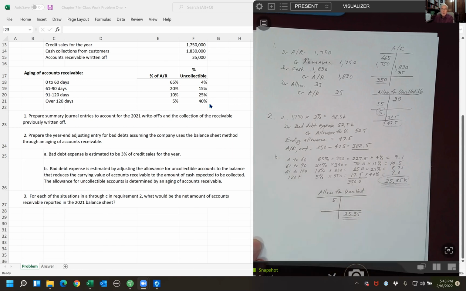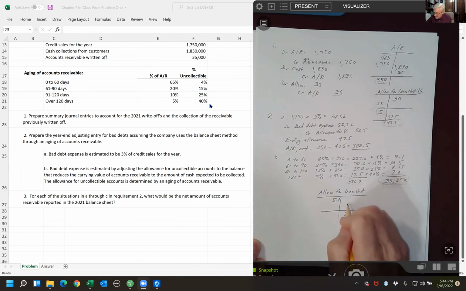So how do we do our journal entry? We know the allowance needs to be 35.35, but I'm sitting there with a 5.0 debit balance. Simple algebra. What credit do I need to put here to make a $5,000 debit become a $35,350 credit? Well, that's pretty easy. 40.35. So my credit's at 40.35 minus my debit of 5, 35.35.